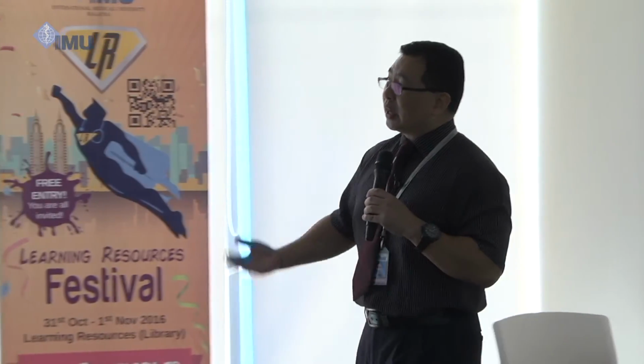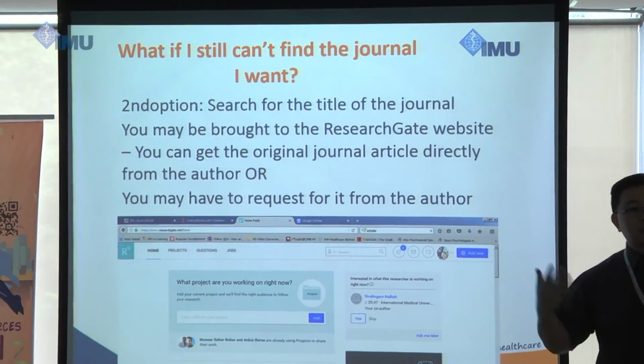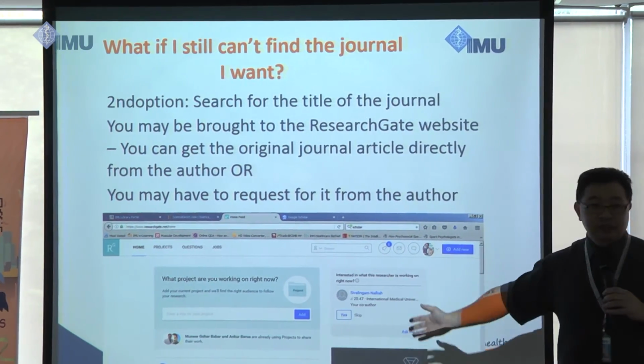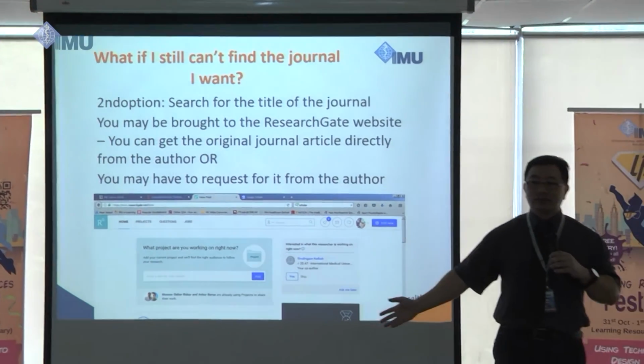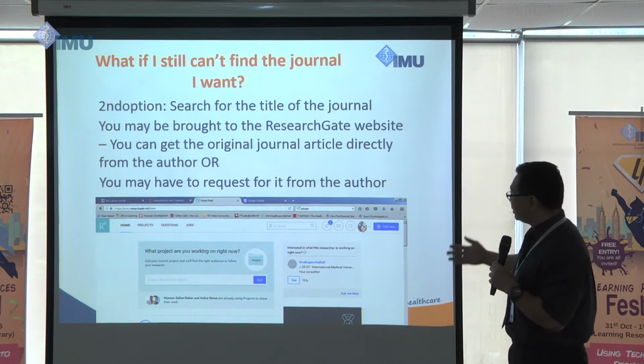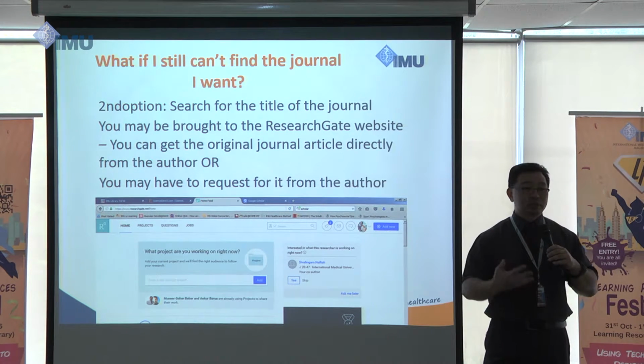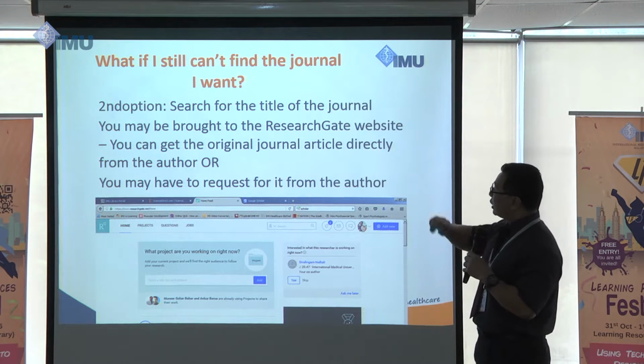Second option, when you find the title of the journal, or sometimes even the author, you may be brought to something called ResearchGate. And ResearchGate is kind of like, I don't know, Facebook for researchers, where they actually have their journal articles, all the things that they publish on their site. So what can happen is this.